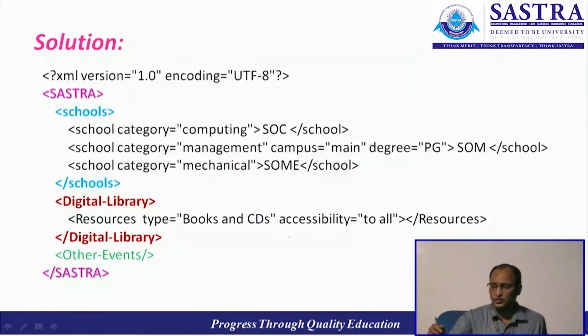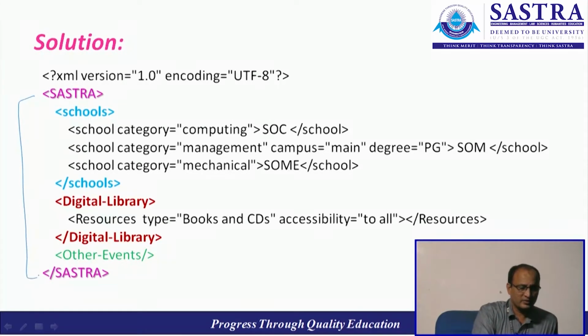I have a solution in another way. I have created Shastra as a root tag and schools as the first child, which is having school. Look at the difference, it is plural, schools slash schools, closed properly. And one more thing, please remember, the school element has been repeated more than once.